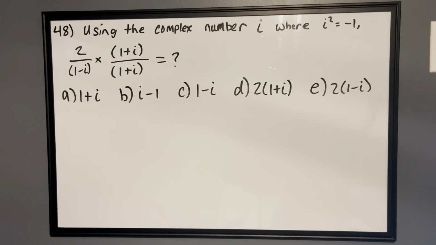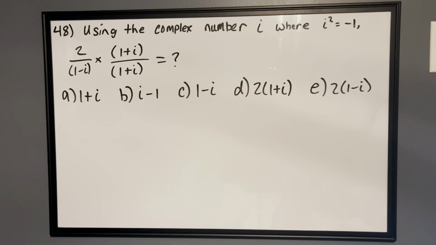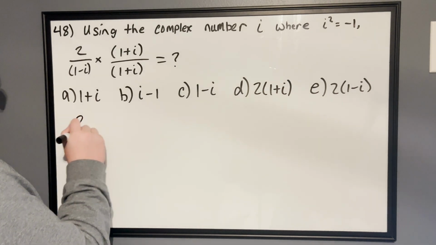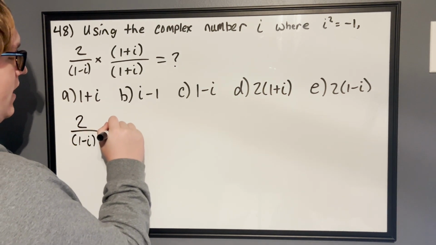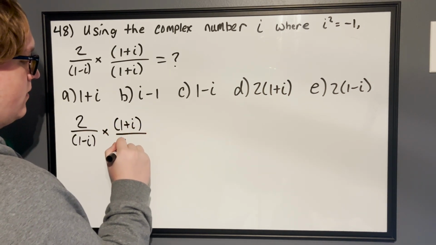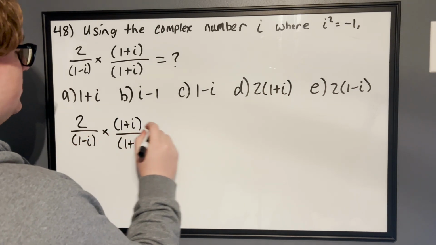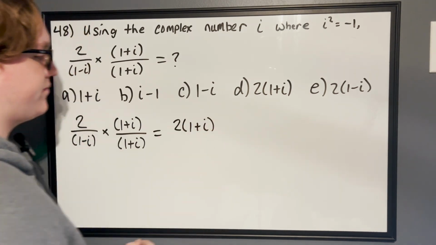So this is just a simple case of multiplying two fractions. Now, using the complex number i does complicate things a little bit, but we'll see how we can work with that. So let's start just by rewriting and multiplying. So we have 2 over the quantity 1 minus i multiplied by 1 plus i over the quantity 1 plus i. So first let's just multiply the numerators. So we have 2 times the quantity 1 plus i.